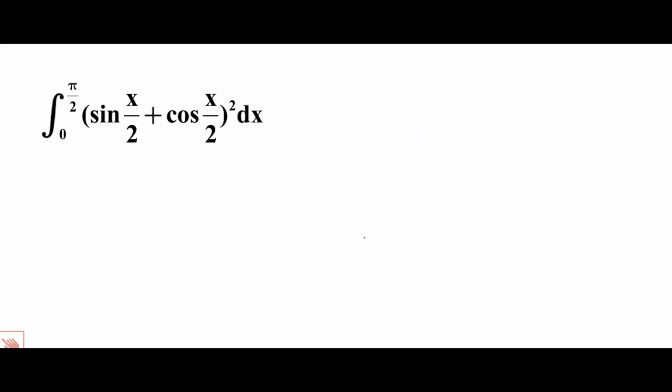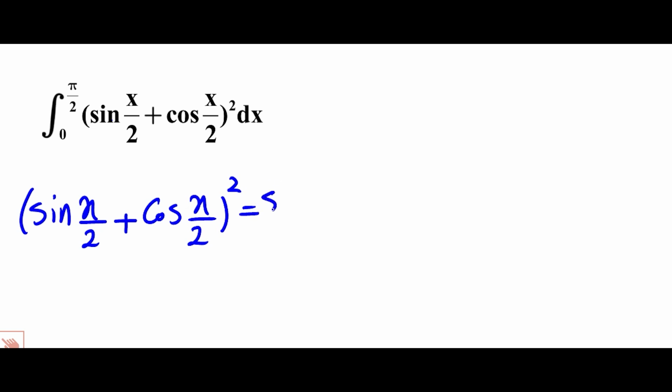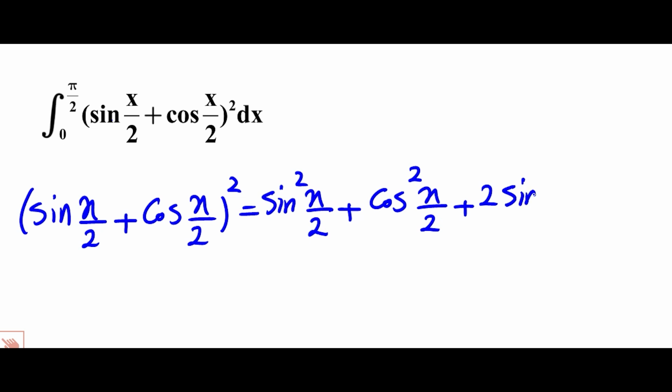Number 2, the integral of (sine of x over 2 plus cosine of x over 2) whole squared dx from 0 to pi over 2. First expand the square, which means (sine of x over 2 plus cosine of x over 2) whole squared equals sine squared x over 2 plus cosine squared x over 2 plus 2 times sine x over 2 times cosine x over 2, right?